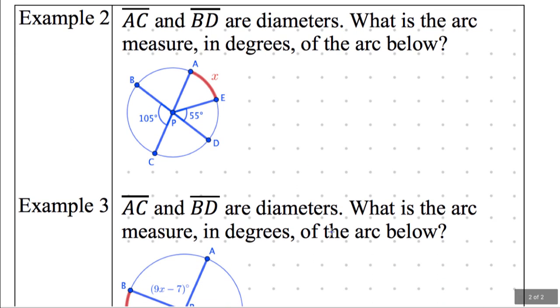All right, we're on example 2 now. Again, AC and BD are diameters, because sometimes it might look a little bit off, but I'm telling you, it is in fact the case that line segment AC and line segment BD are diameters. How are we going to find this arc AE? How are we going to do it?